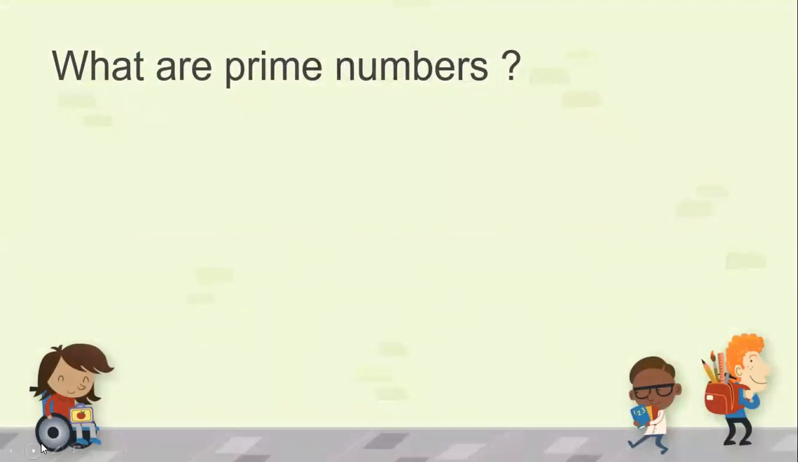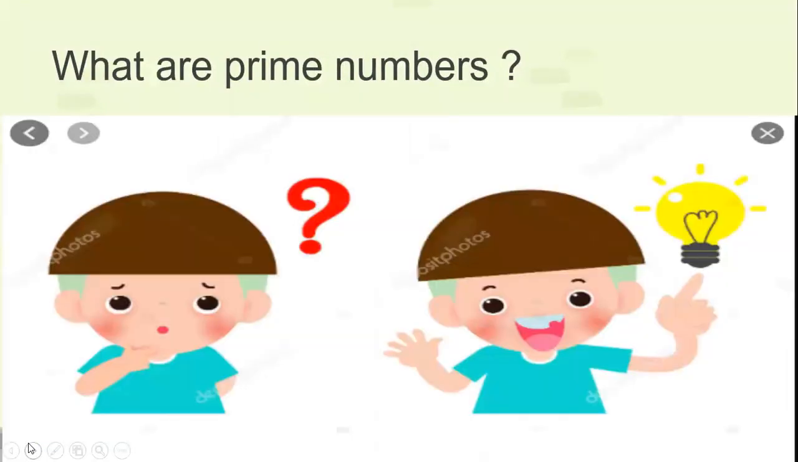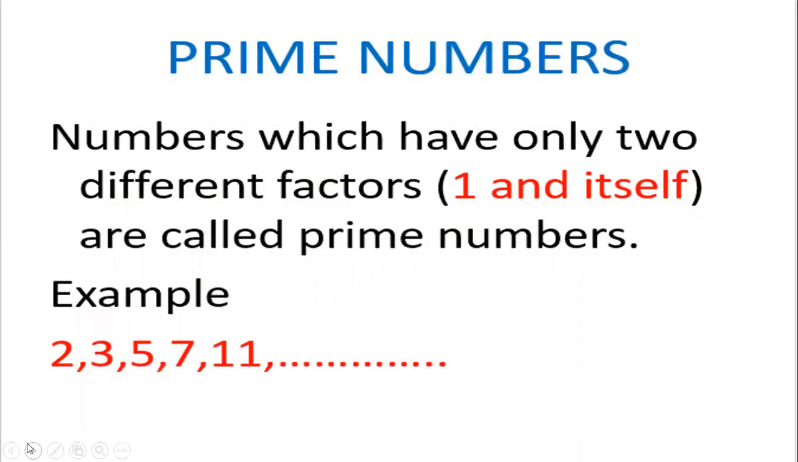What are prime numbers? Numbers which have only two different factors, 1 and itself, are called prime numbers. Examples: 2, 3, 5, 7, and 11. Factors of 2 are 1 and 2, factors of 3 are 1 and 3, and so on. So all the numbers that have only two different factors are called prime numbers.